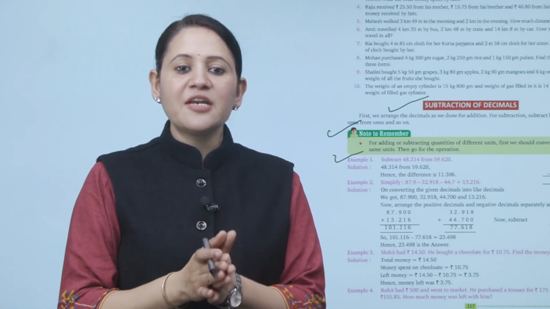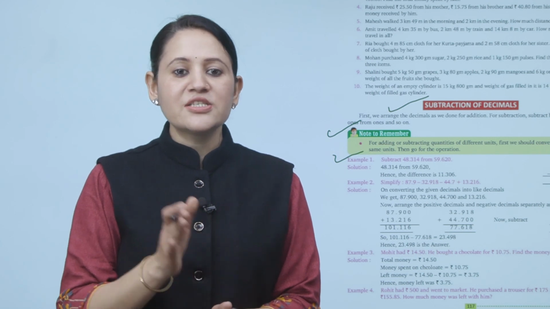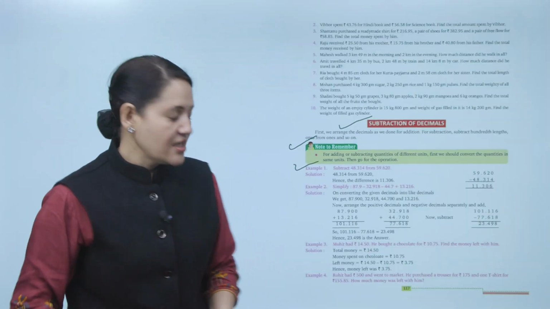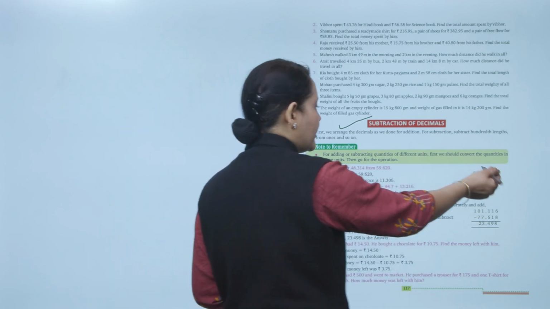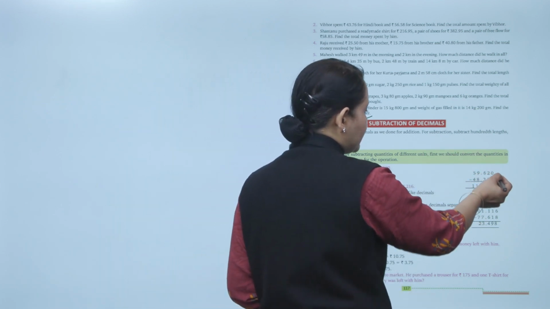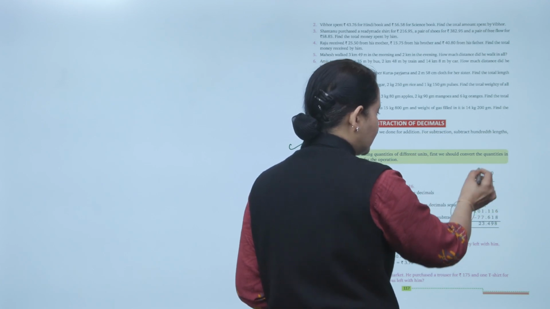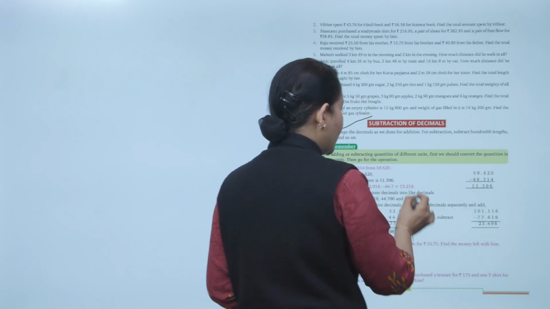Subtract 48.314 from 59.620. Hence the difference is 11.306. As they are already like decimals, we'll subtract them. Arrange it like this. 10 minus 4, 6. 1 minus 1, 0. 6 minus 3, that is 3. We put decimal. 9 minus 8, 1. 5 minus 4, that is 1. So the answer is 11.306.